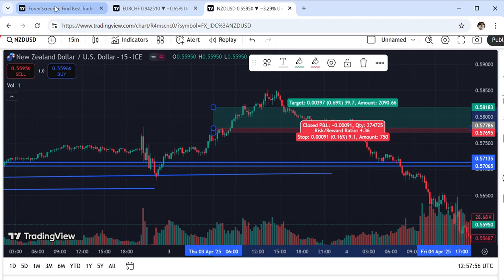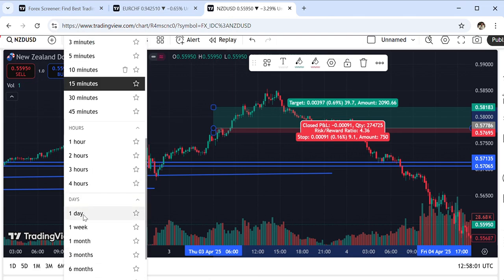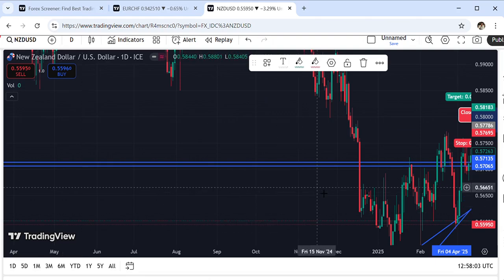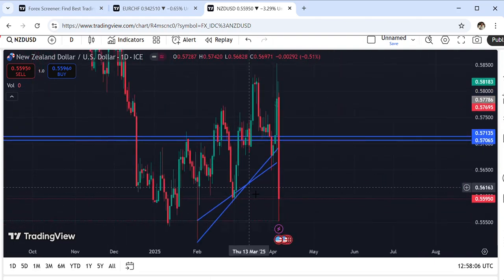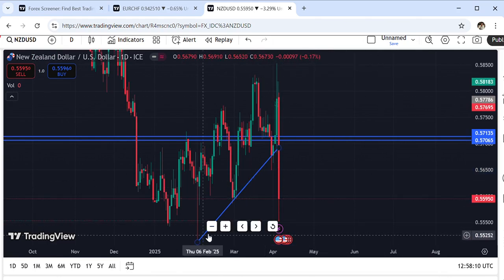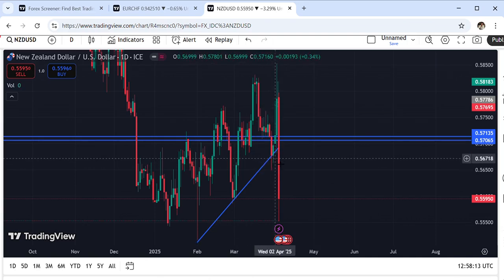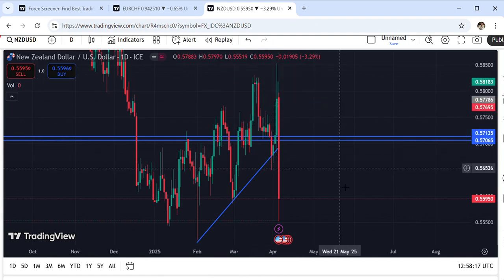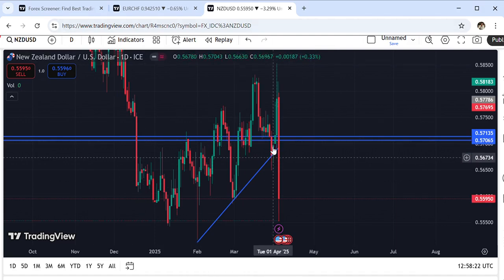You get my point? Another thing that made me take this trade for a buy: if you come down to the 1 day, you will see that price rejected the zone. So as price has rejected this zone, price is definitely going to push for a buy. As simple as that. It rejected this zone on the 1 day. Price came, it rejected the zone. This is my first sign.